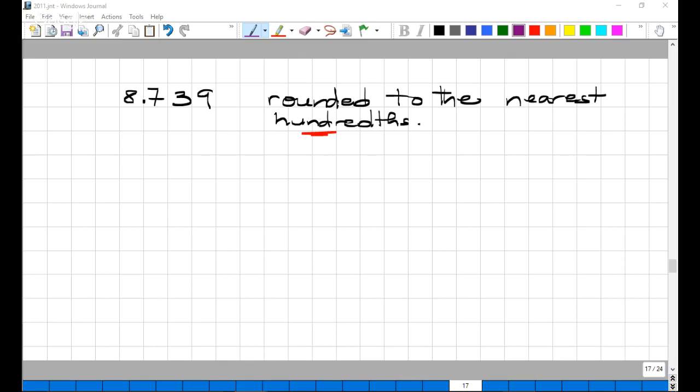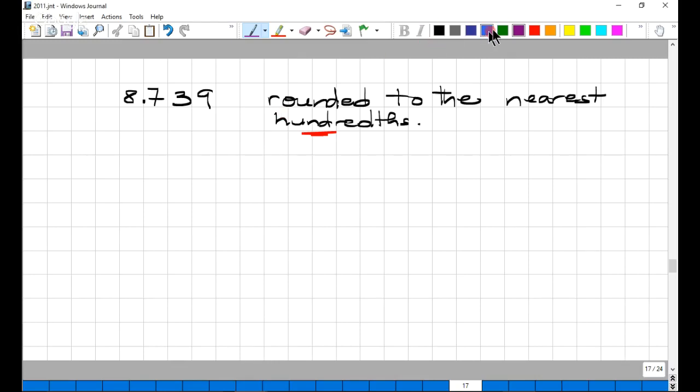Yes, sir. All right, tell me what I need to do with this one to round it to the nearest hundredths. Do you remember? No, sir. All right, well, let's go back to Welter. Welter, what do I need to do to round this number, 8.739, to the nearest hundredths? So you look at the digit to the right, and if it is 5 or over, you round up. If it is 4 or less, you round down.